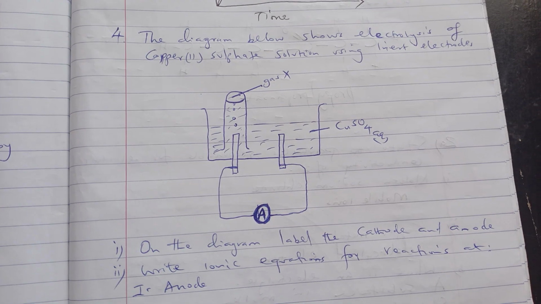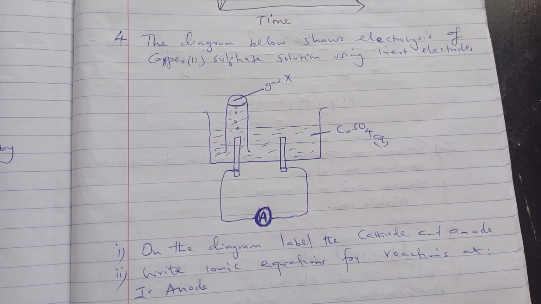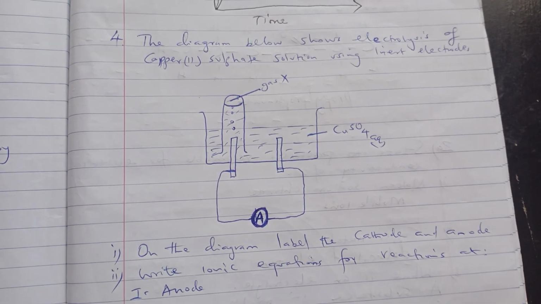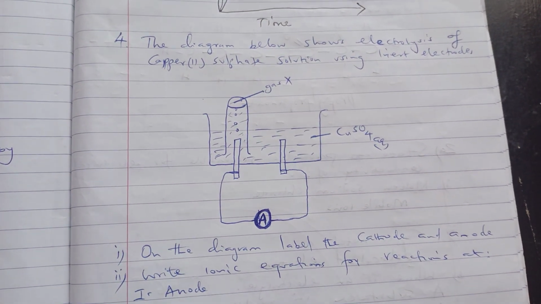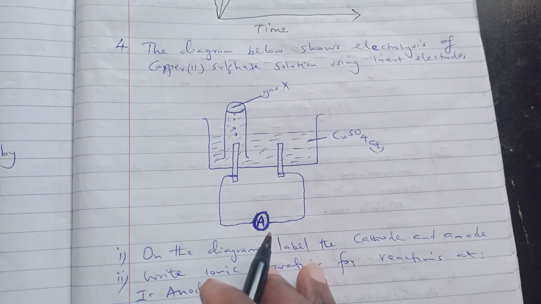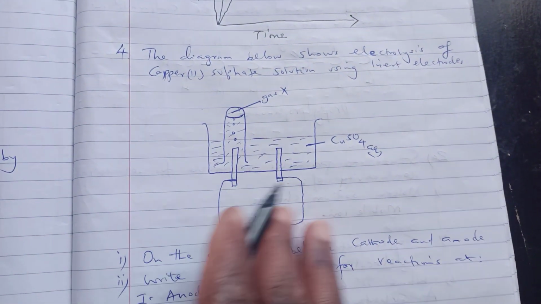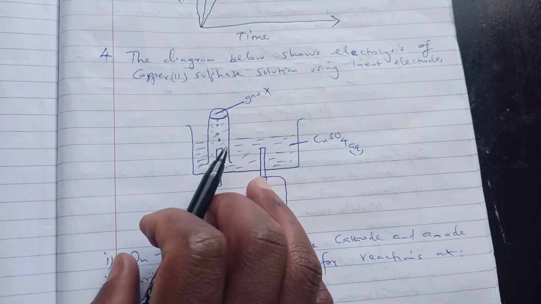Then you are told, you can see there's copper sulfate, there's a gas X, all that. And then Roman 1 says, on the diagram, label the cathode and the anode. So you can see the dry cells are not given, so you can't tell which one is the cathode and which one is the anode, but you can get the answer by looking at the products.